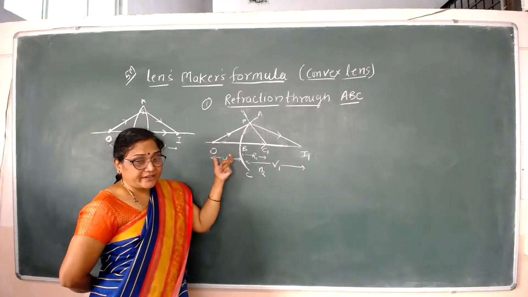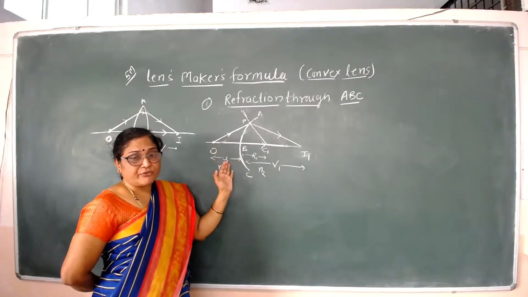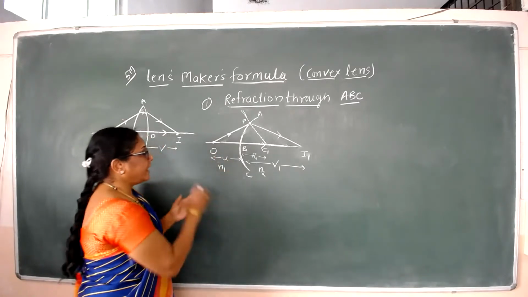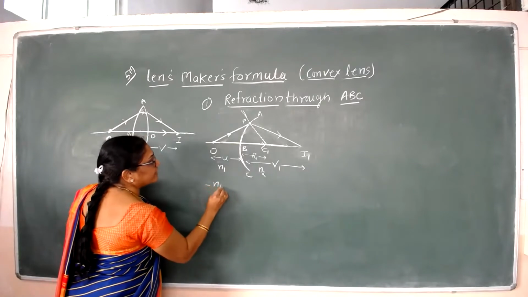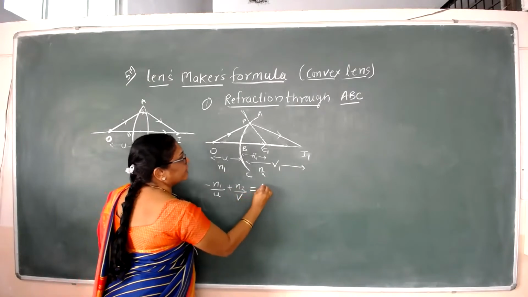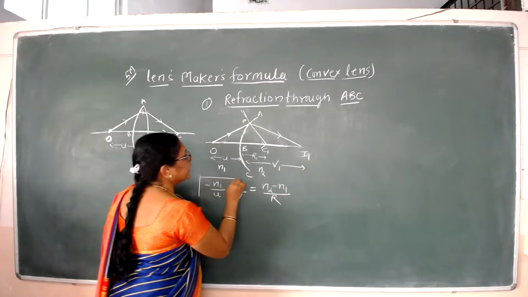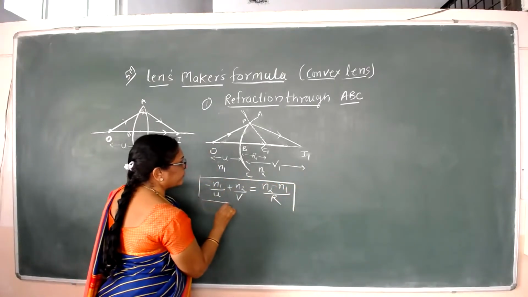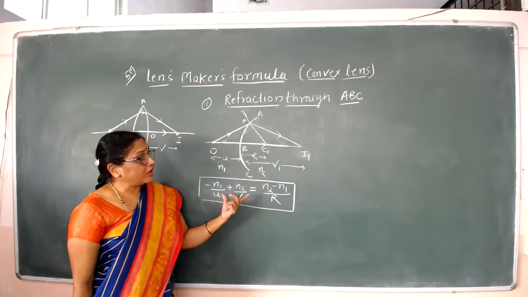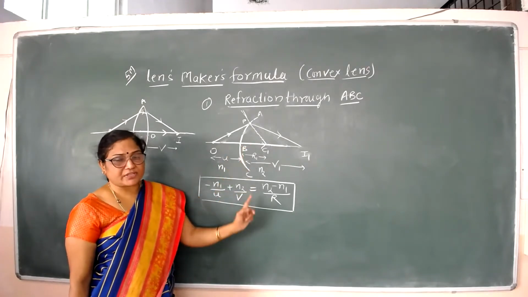Here we write a formula. In the last class we derived an expression which gives the relation between N, U, V and R. That formula is minus N1 divided by U plus N2 divided by V is equal to N2 minus N1 divided by R. We use the last class formula, the relation between N, U, V, R, and we apply the values to this equation.